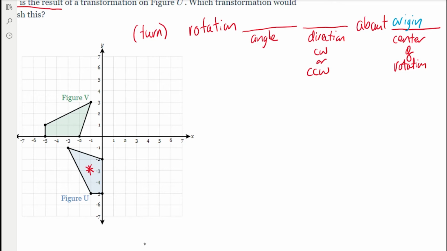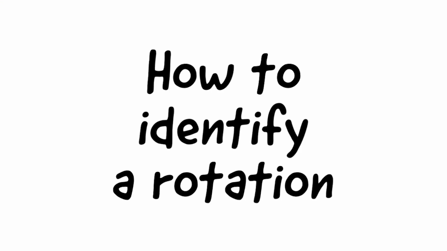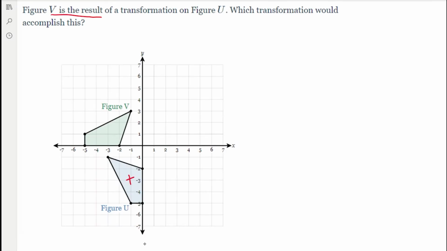How to identify the angle and the direction. Figure U is the original one. I'm just going to put a star. Anytime you see a star in a shape, that means that's the original one.